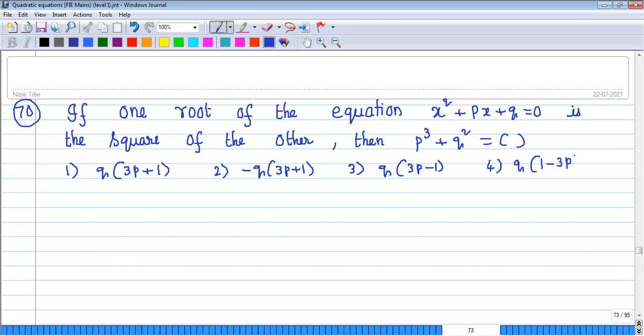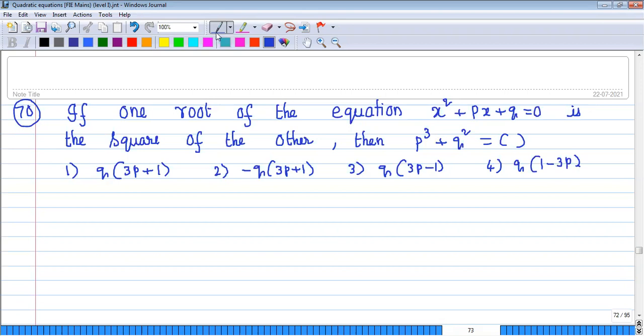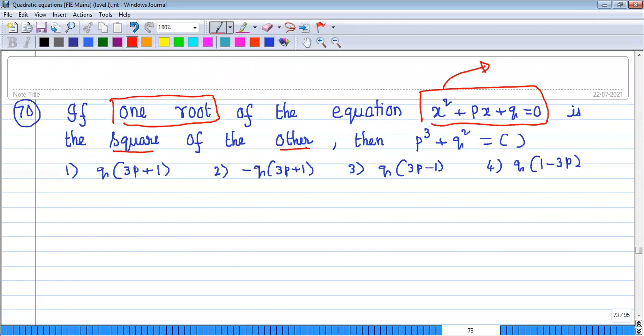Use the alternative method that I have discussed. Use this formula directly. If one root of the equation is the square of the other, that means the roots are alpha and alpha square. Then the condition we need to find out.